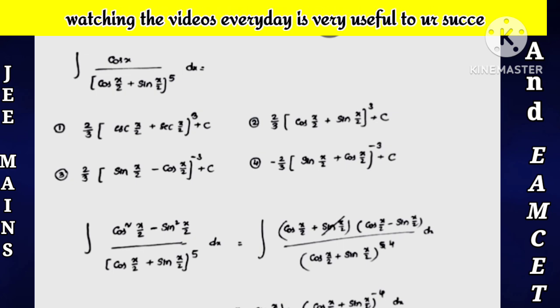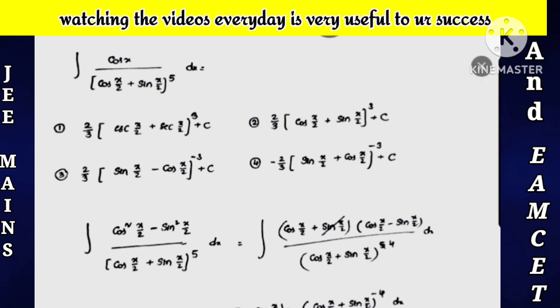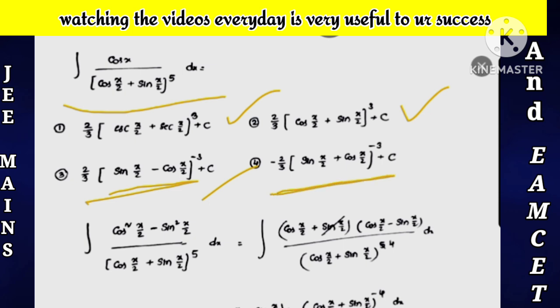The first problem: integral of cos x by (2 plus sin x by 2)^5 dx. The options are given like that: 2 by 3 into (cosec x by 2 plus sec x by 2) whole cube, 2 by 3 into (cos x by 2 plus sin x by 2) whole cube, 2 by 3 into (sin x by 2 minus cos x by 2) power minus 3, and minus 2 by 3 into (sin x by 2 plus cos x by 2) power minus 3.